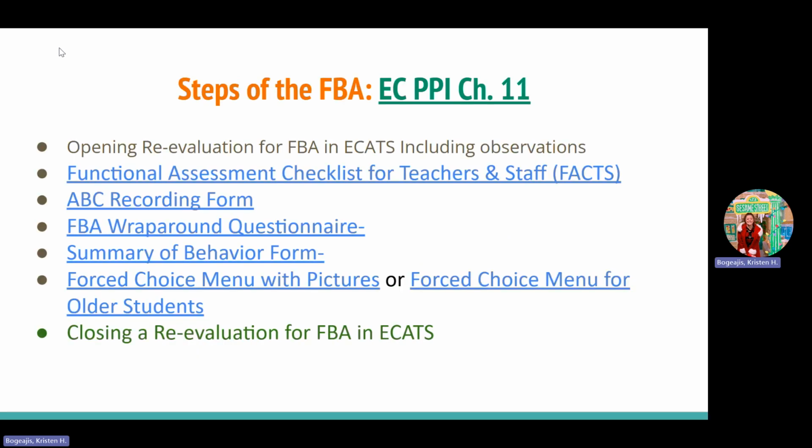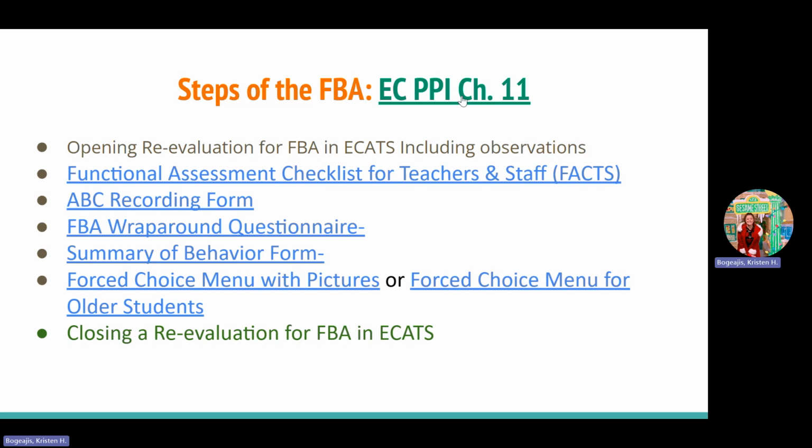Today, we're going to talk about the step by steps, everything you need to complete an FBA, including the ECATS or the reevaluation process, the actual formal process of an FBA, and then all the components that you need once you open that student up for the FBA. One of the best resources that you can possibly have here in CMS is going to be that ECPPI page. You are going to find the steps for the FBA in the ECPPI Chapter 11, and we're going to go into that a little bit too in our presentation.